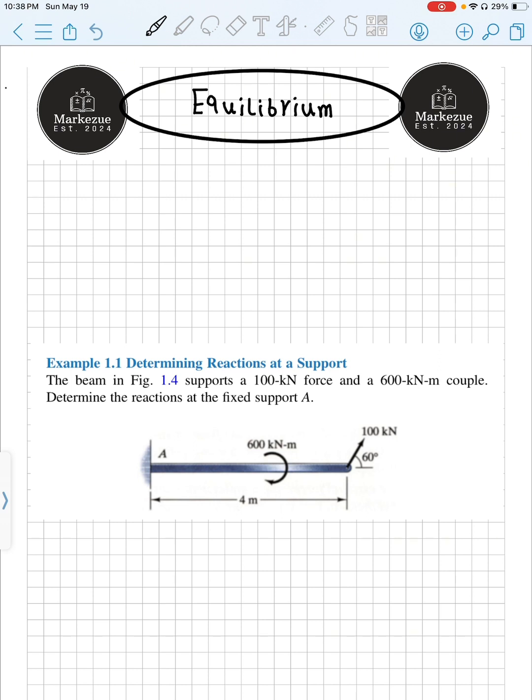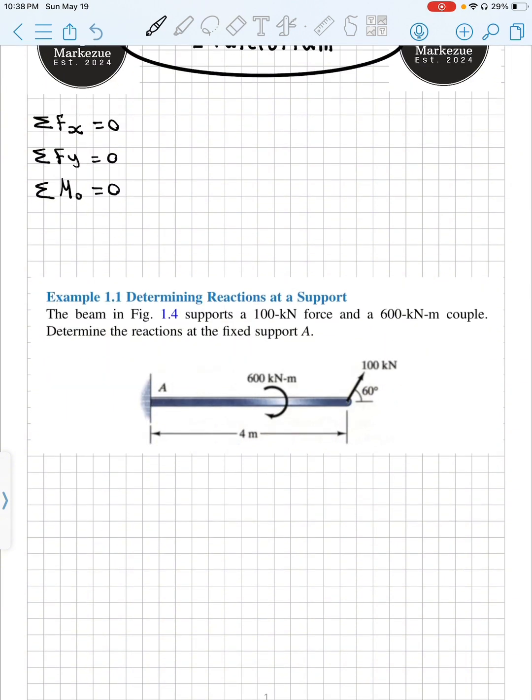Okay. So anytime you see any problem that is equilibrium, that means the object or the beam is not moving, you start to think about three important equations. If it's not moving, the summation of forces in the x direction is equal to zero, forces in the y direction equal to zero, and the summation of the moment is also equal to zero because it's not moving, it's not rotating. So these three equations should help us a lot to solve any equilibrium problem.